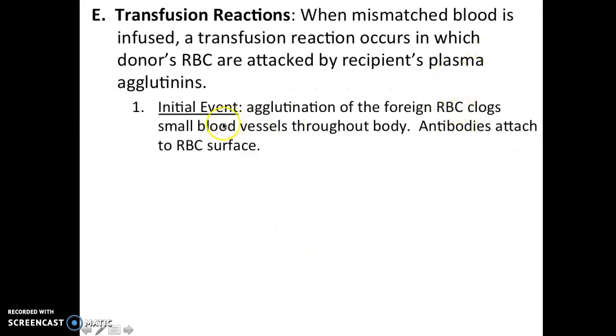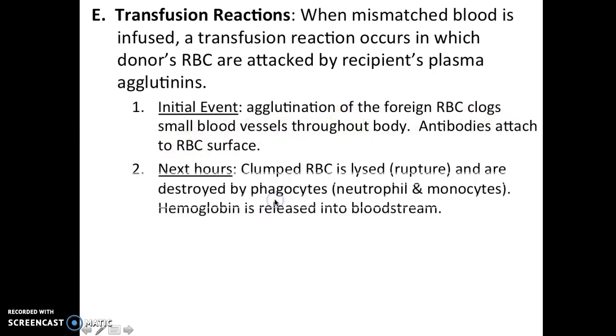Those clumps are going to start to clot your small blood vessels throughout your body because the antibodies attached. In the next hours, that clumped red blood cell is lysed, or will rupture, and is destroyed by your phagocytes. So those are your neutrophils and monocytes we talked about. They're going to come in and see this as foreign, right? Because they're like, there's something wrong here. And they're going to destroy the red blood cell. It basically destroys it from the inside out. The hemoglobin is then released into the bloodstream.